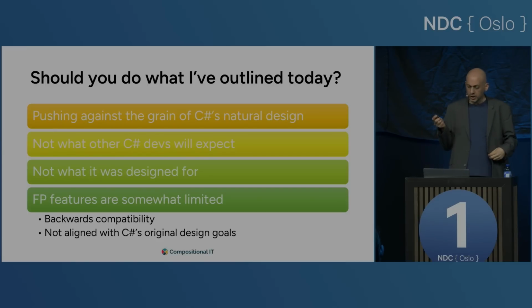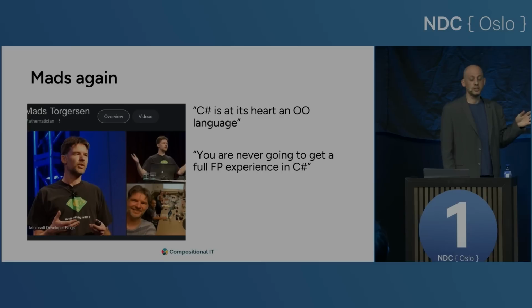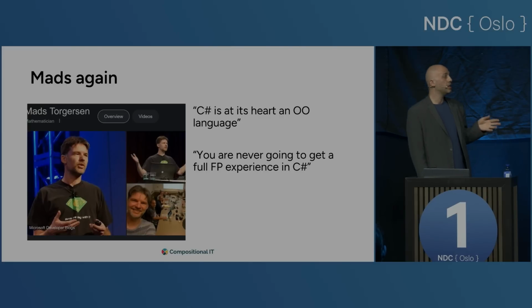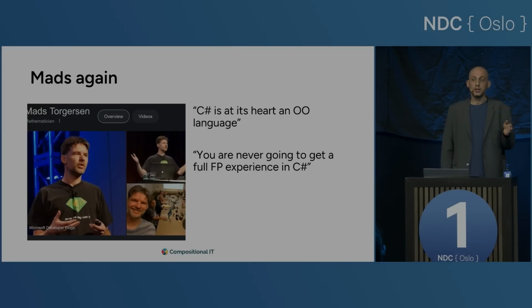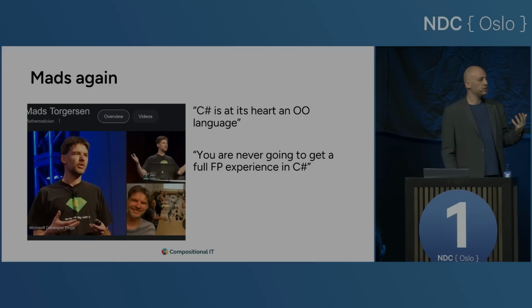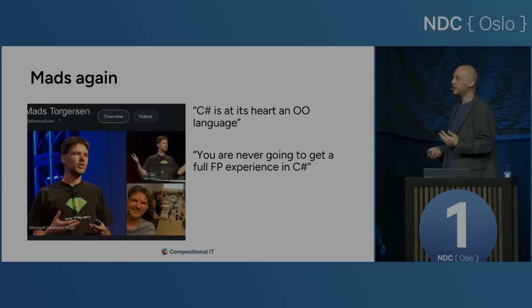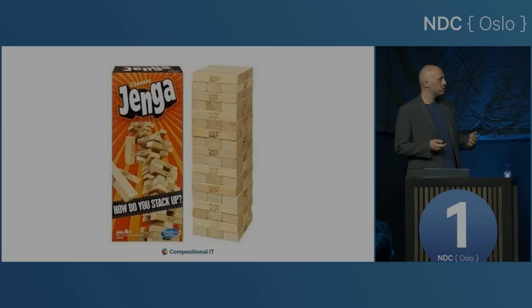I just want to show you again what Mads said, and he said this last week, so this is not controversial. C# is at its heart an OO language, and you're not going to get a full FP experience in C#. So you will get these nice language features like lambdas and pattern matching, but the fundamentals are never going to change. C# will always have this mutable state at its heart. And what we're really trying to do is go against the grain when we say, I want to do functional programming in C#. And there's a reason why that is.